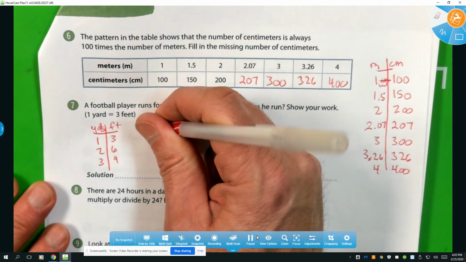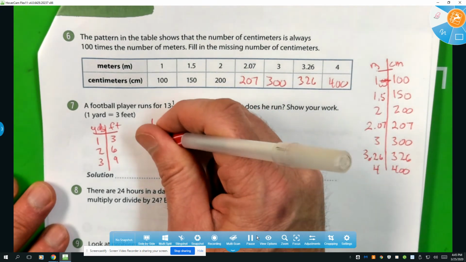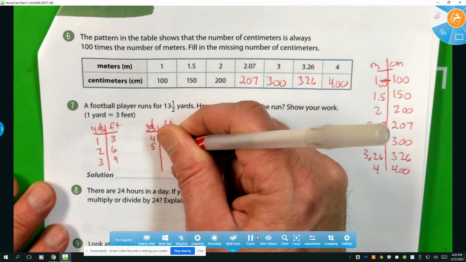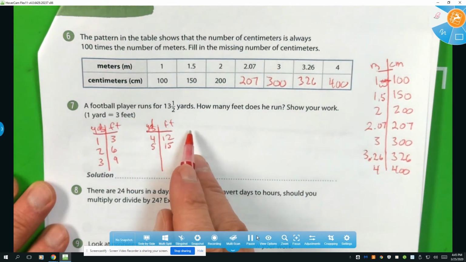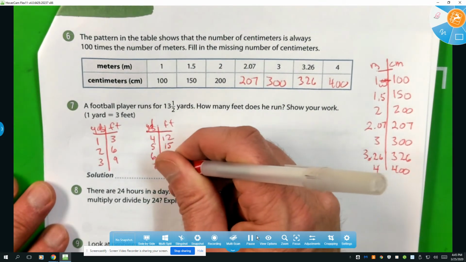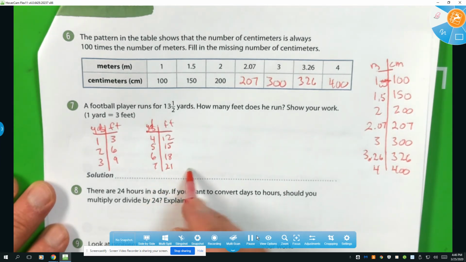All right, so this would be yards. This would be feet. 4 yards would be 12. 5 would be 15. Who sees the 1 to 3 relationship? Okay, 6 would be 18. 7 would be 21. And now we could just double this, and I could get to 14. 14 would be 42.